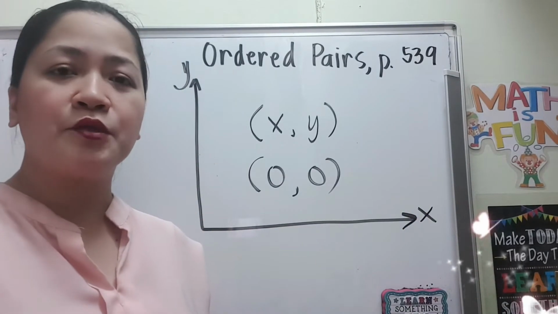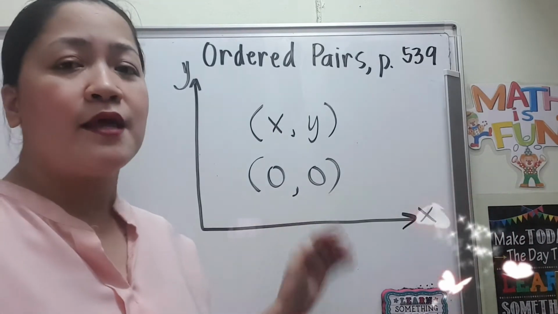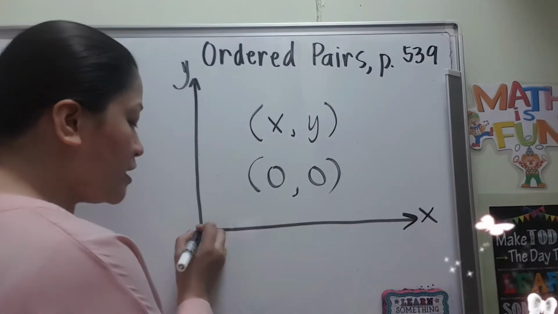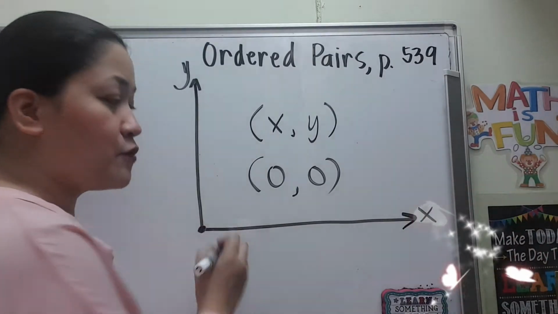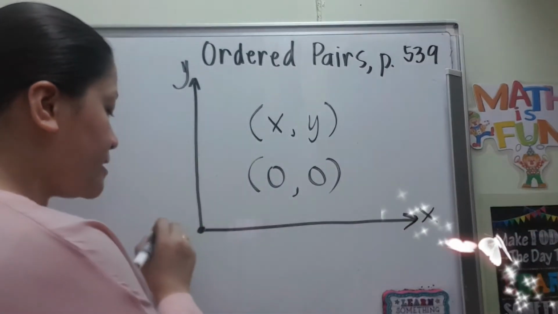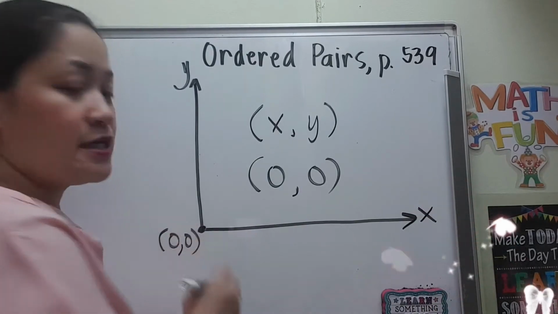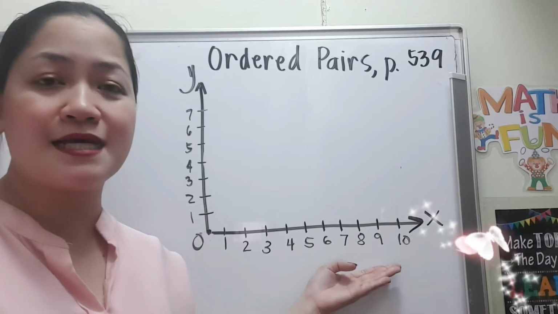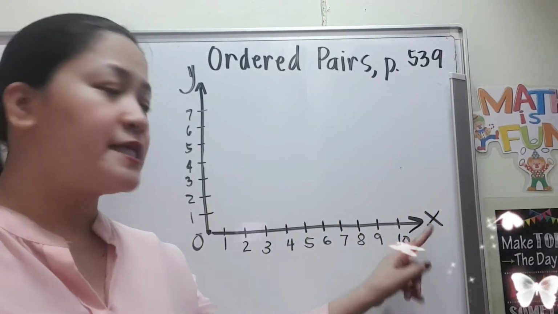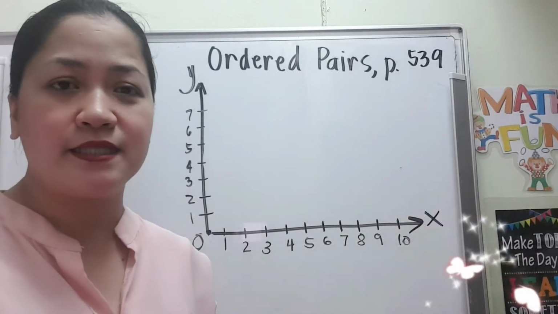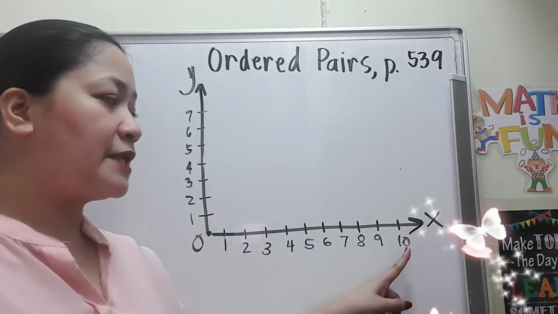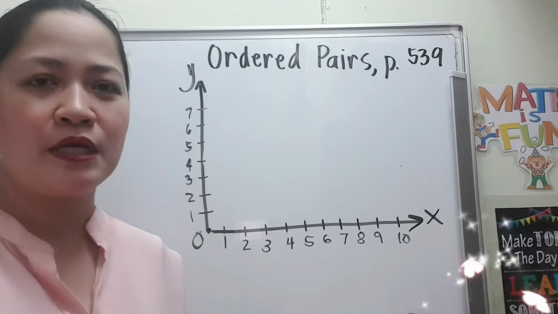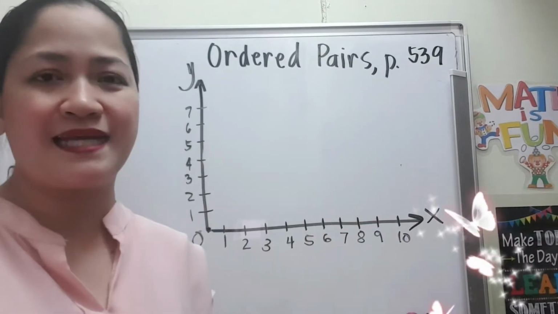If you have seen the ordered pair 0, 0, that means it is the origin. You can find it at the intersection of the x and y axes. So this is the origin, which is 0, 0. Now, as you can see, each axis has an arrow. That means it can still be extended to infinity. That means 10 is not the last number and 7 is not the last number. If you need more, you can extend it.